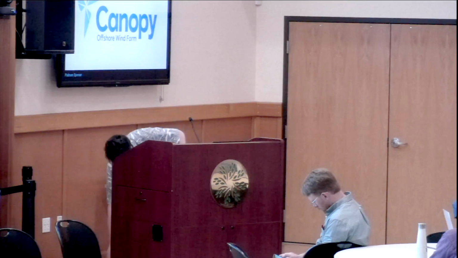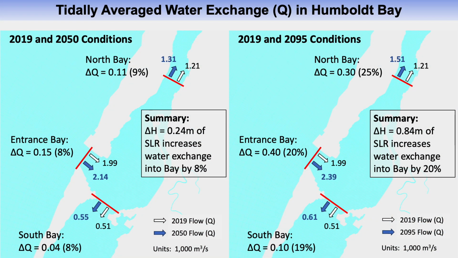All right. So the first thing we're going to look at are changes to circulation. And what this slide is trying to show is how the amount of water that flows into the bay from the ocean changes. Just to orient yourself, 2019 are the white arrows, that's existing conditions. The dark blue is the future condition in 2095. And the units are about 1,000 cubic meters per second.